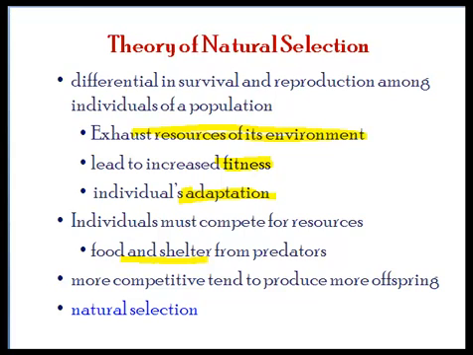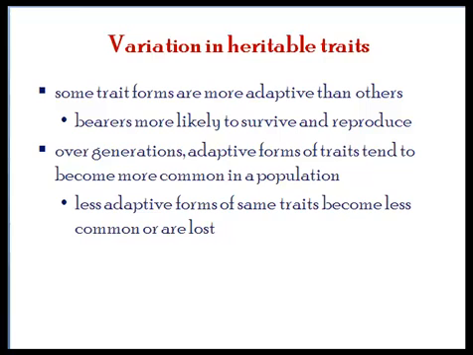Food and shelter are mainly the most important resources required by any organism, and shelter mainly from predators. The ones that are able to produce new offspring are undergoing the process, or the mechanism, of natural selection. Sometimes some traits are more adaptive than others. It's just that there are better chances to survive and reproduce, and over generations, adaptive forms of a trait will become more common in a population. And some traits are also lost during this process of evolution. The ones that are lost are, for example, the tailbone that we have, or the appendix, which is of no use.